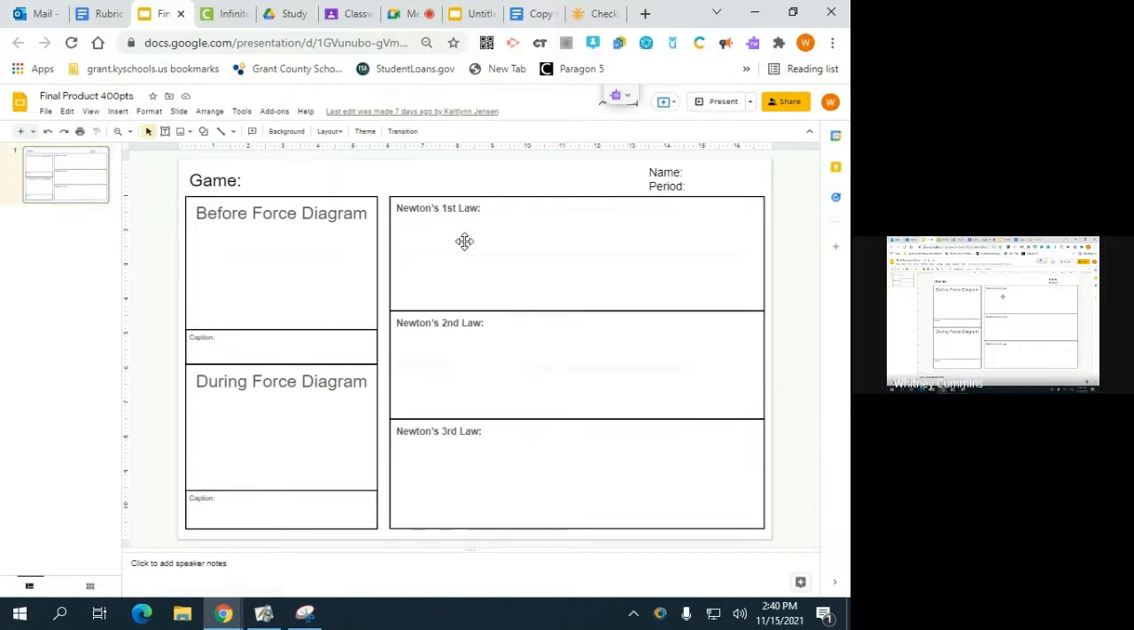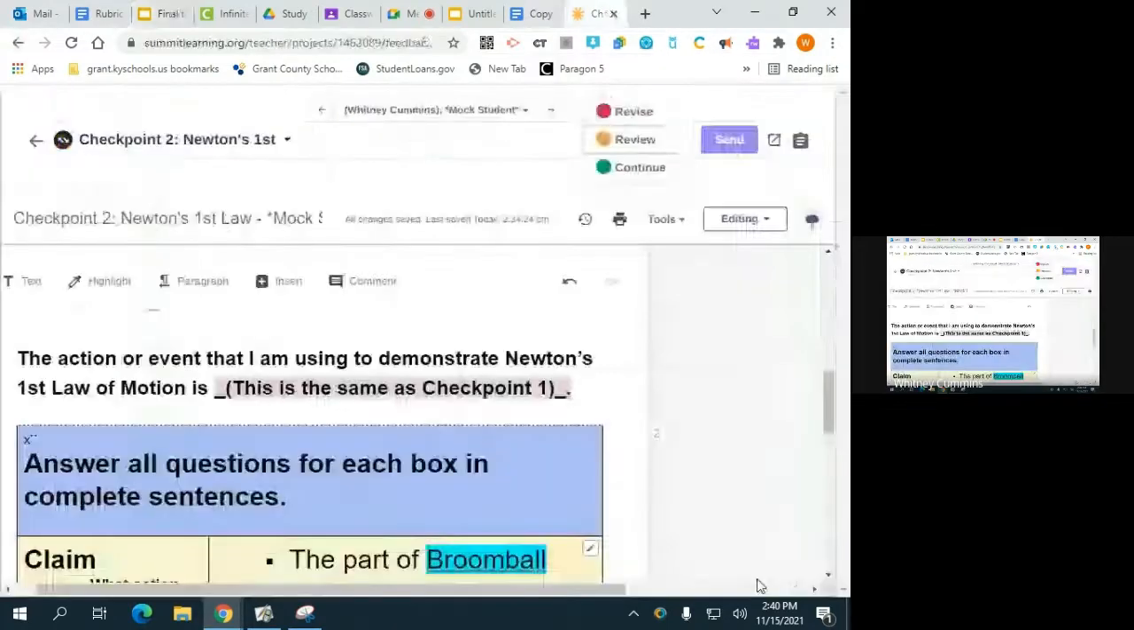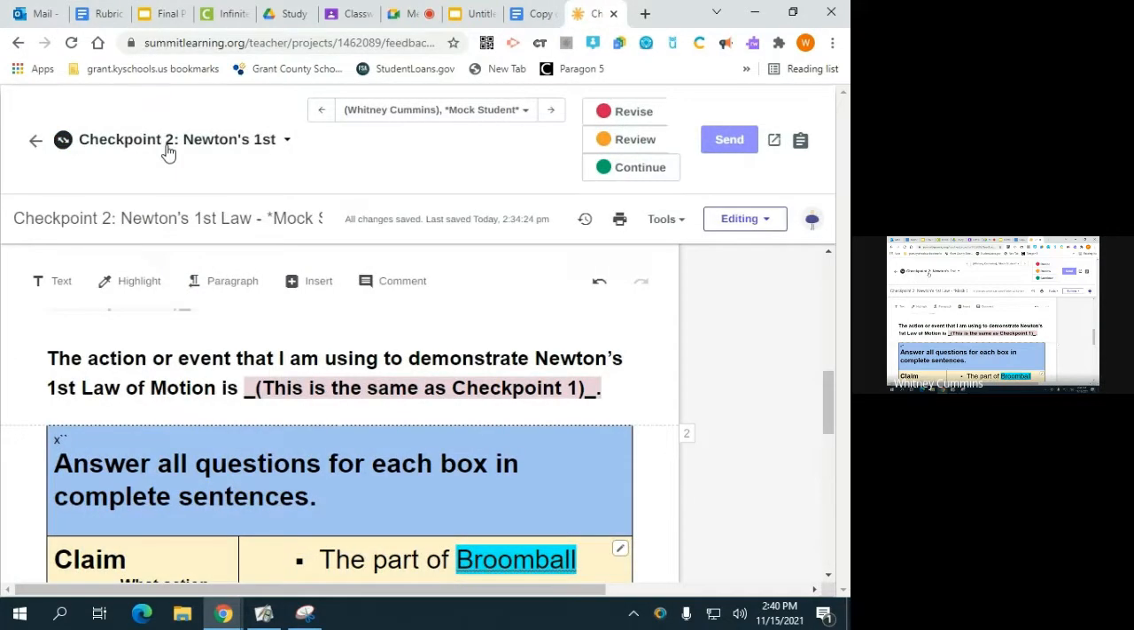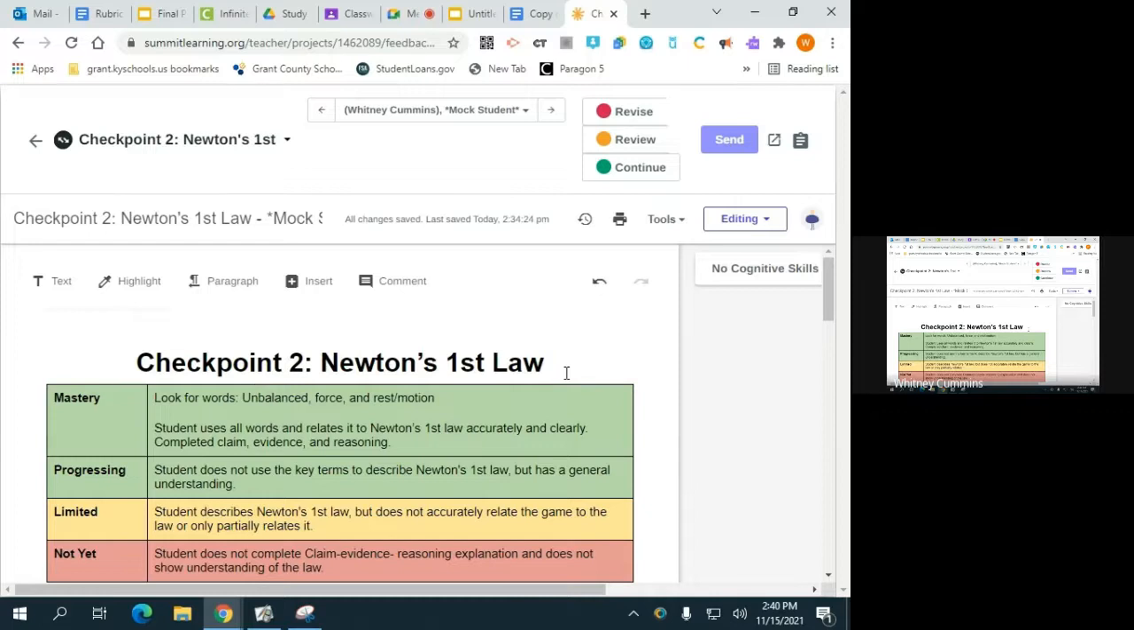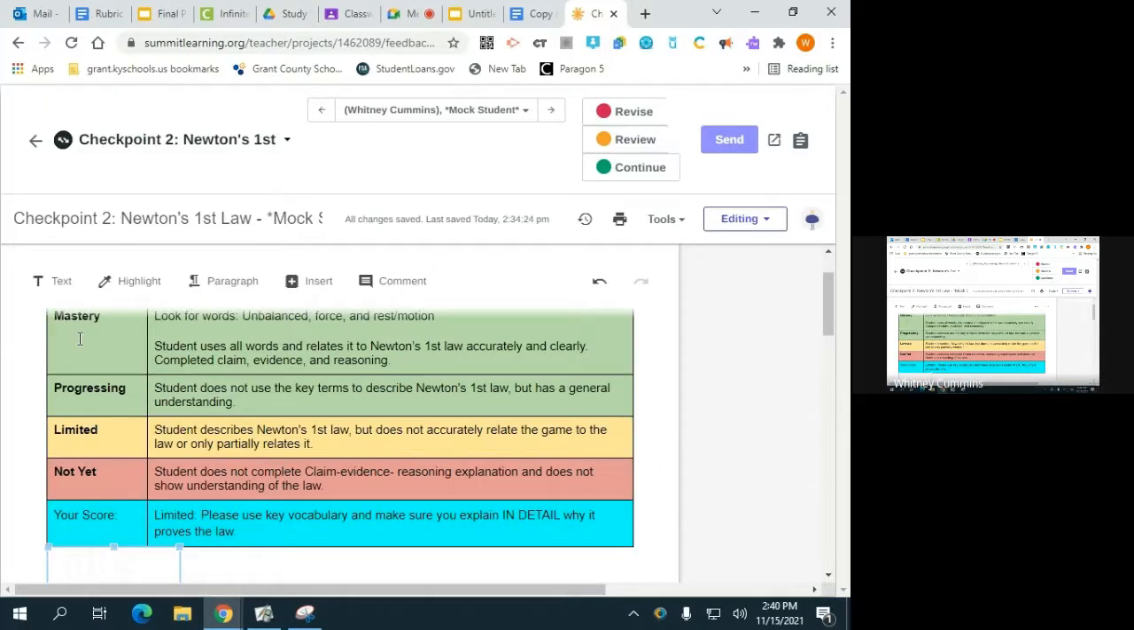Okay. All right, so when we're talking about Newton's first law, if we go into Summit here, you can see that I'm in checkpoint 2, which is all about Newton's first law. You're going to see that I've given you a score. Okay, and it says what you need to get to mastery, what it needs for progressing, what you need for limited, what you need for not yet. And then down here at the bottom, it says your score. And then it probably has a description of why you got that score.